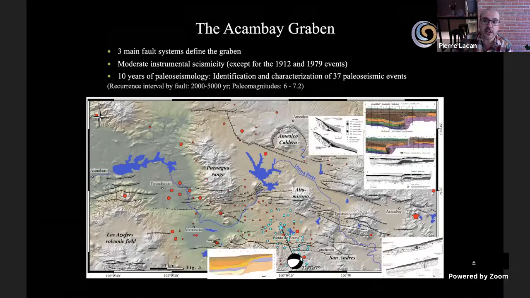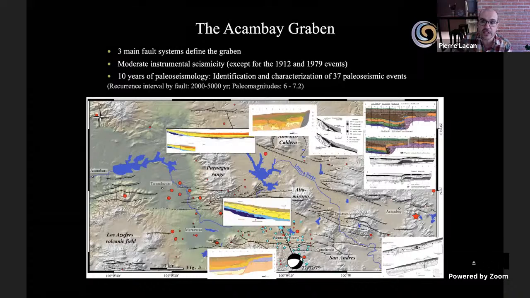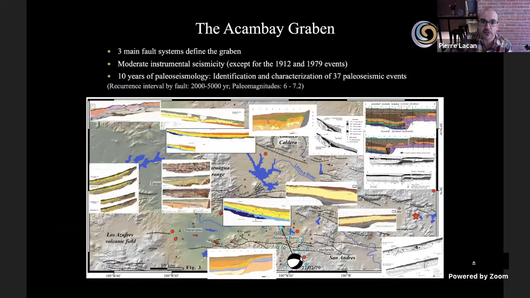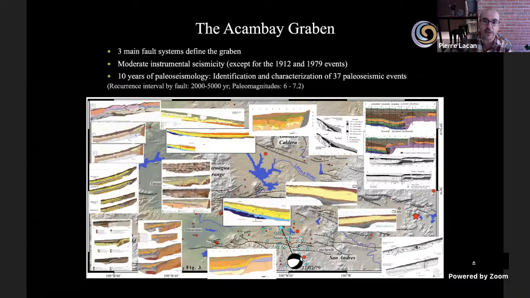Next. Paleoseismic studies during the last 10 years led to the identification of 37 prehistoric seismic events that we have been able to date and characterize. We now have a relatively good set of data that we can use for the evaluation of seismic hazard.